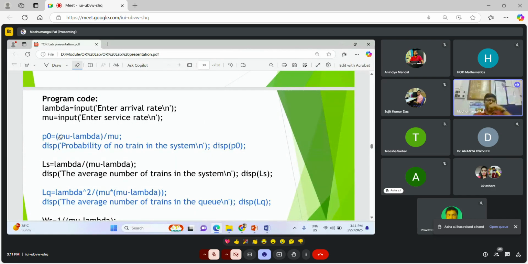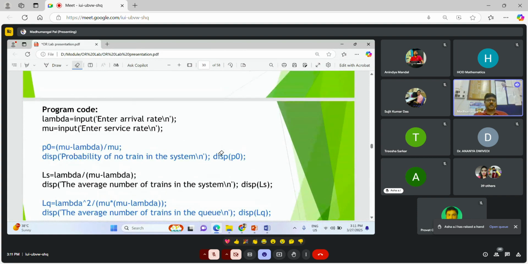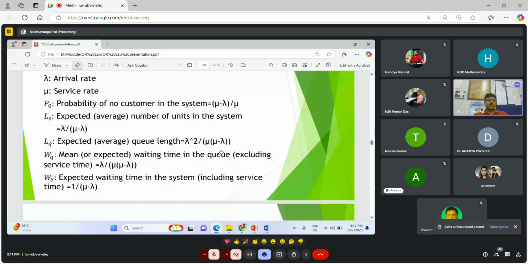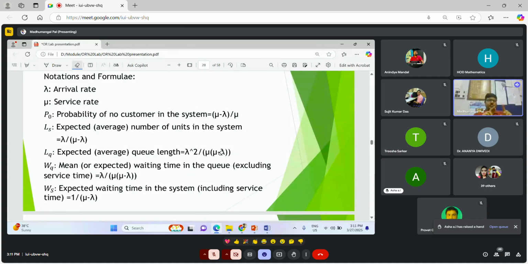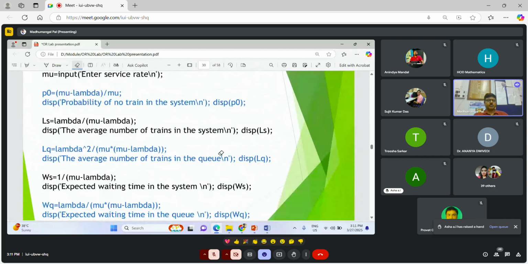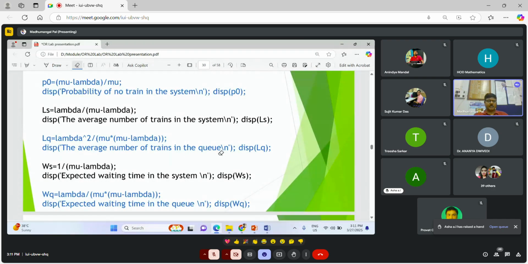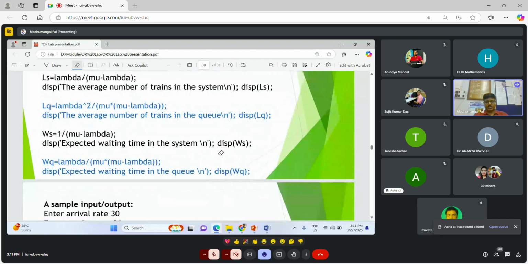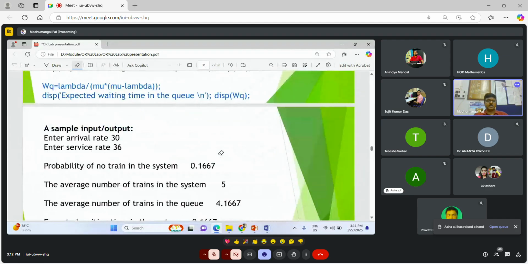So after getting the lambda and mu, using the formula already mentioned in the previous slide, P0 equals (mu minus lambda) by mu, and we display the probability of the number of trains. So all the expressions are already mentioned here. See that the expressions for LS, LQ, WS, WQ are all very simple expressions. So we can easily write MATLAB code to find the values of LS, LQ, WS, WQ, and so on. So this is a very trivial problem.